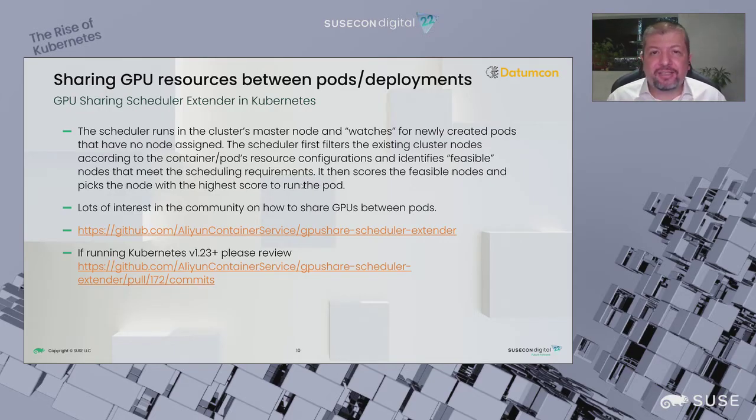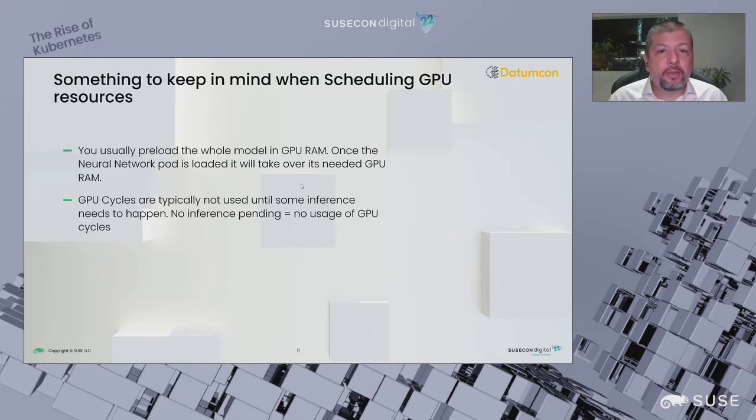But please take a look. This hit us very hard. Take a look at this particular pull request, number 172. If you're running Kubernetes 1.23 plus, please do review that. But again, this project is actually quite cool. There are plenty of contributors to this project. It's growing every day. It's quite interesting. And hopefully one of the larger corporations, maybe even SUSE, might pick it up and help people like us that are trying to figure out how to share GPU resources in a more efficient way.